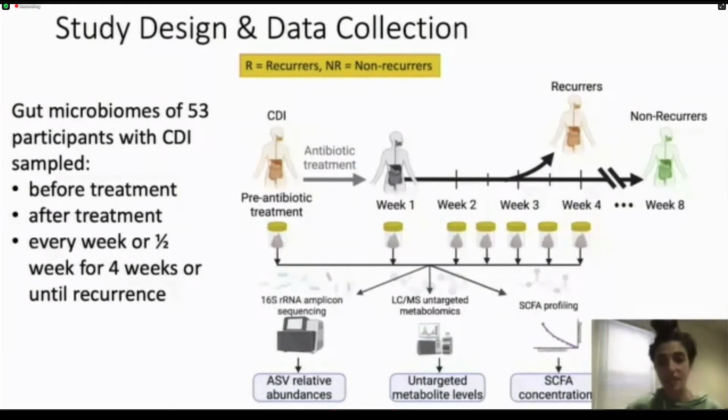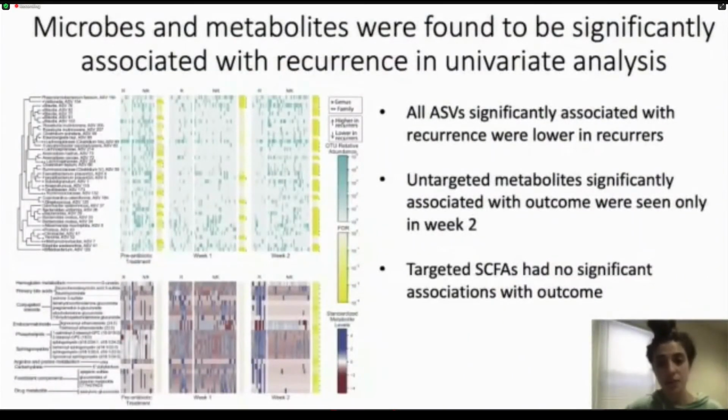This resulted in a data set with 2,509 unique microbial sequences, or ASVs, 1,387 metabolites, and 9 targeted short-chain fatty acids. After filtering and transforming the data, we performed univariate analysis to determine which microbes or metabolites were significantly associated with future recurrence before antibiotic treatment, 1 week after treatment, and 2 weeks after treatment. After correction for false discovery, we found many ASVs to be significantly more abundant in non-recurrers at each time point, and several metabolites to be significantly associated with outcome at week 2.